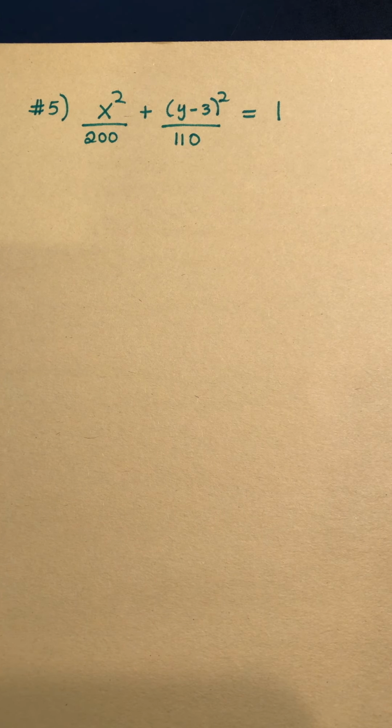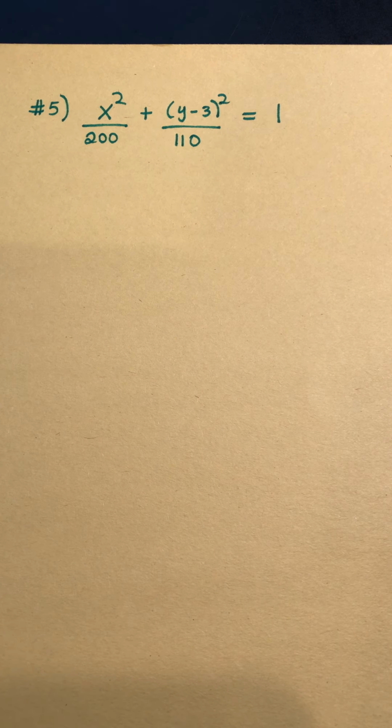Okay, I'm gonna work out problem number 5 on the whiteboard review. And 5 is difficult only because there's a lot of radicals that are happening. So I'm gonna try to explain that the best that I can. So the first thing it asks us to do is find the center.